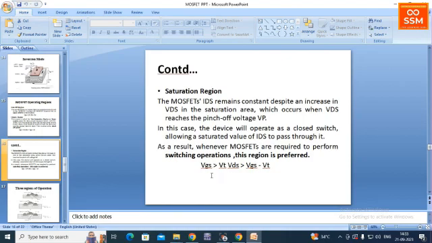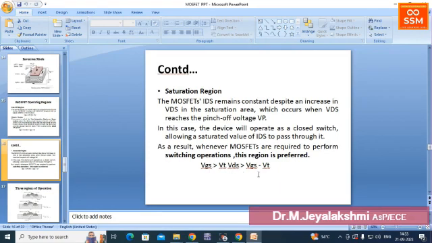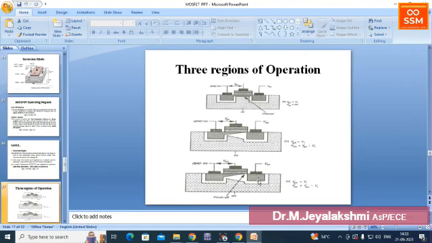Coming to the third region, the saturation region. The voltage condition for this region is a gate source voltage greater than Vt, similar to the non-saturation region. The difference is that here we increase the drain source voltage so that it is greater than VGS minus Vt. That is a very important condition here. In this region only, the pinch off condition will occur in the transistor.